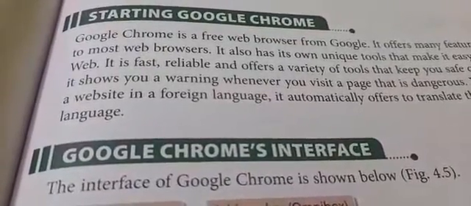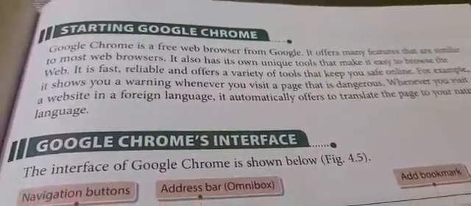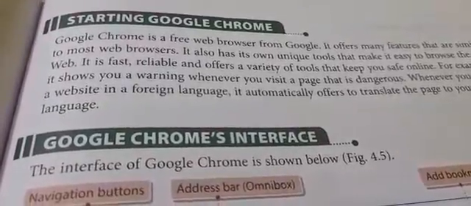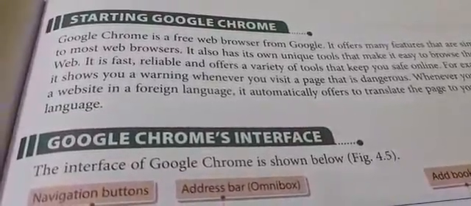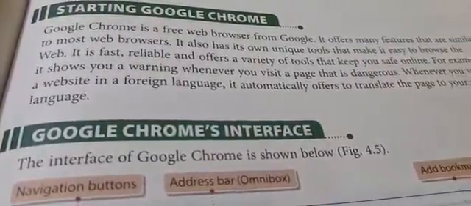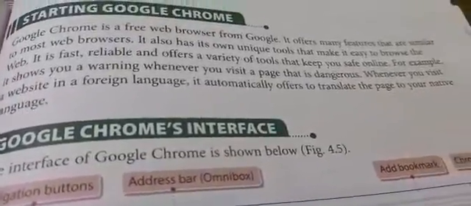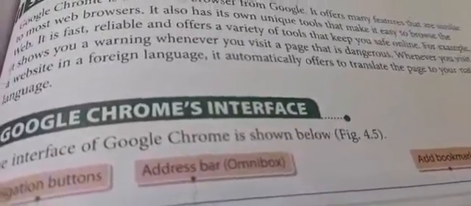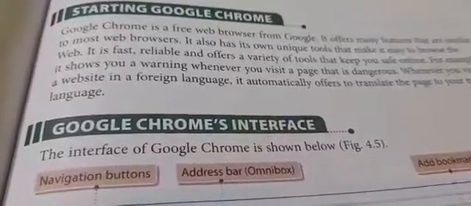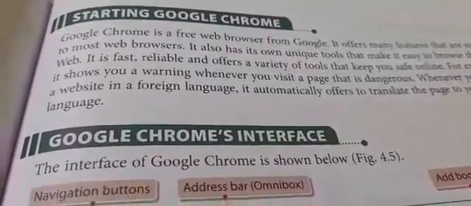In the beginning, as you can see, it's a free web browser from Google, and it offers many features that are similar to most web browsers. It also has its unique tools that make it easy to browse the web, and because of its unique features, that is fast, reliable, and offers a variety of tools, it keeps you safe online. For example, it shows you a warning whenever you visit a page that is dangerous, right? So whenever you visit a website in a foreign language, it automatically offers to translate the page also to your native language. So these are the various features which you need to remember.